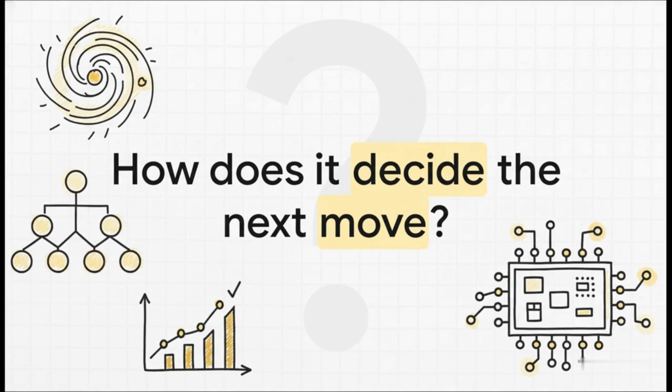But how does it know? I mean, this isn't just about getting from point A to point B. It's about a choice that's tangled up in all the complexities of physics. It can't just guess. It has to make the most accurate and, frankly, the safest decision possible every single time. So how does it do that?